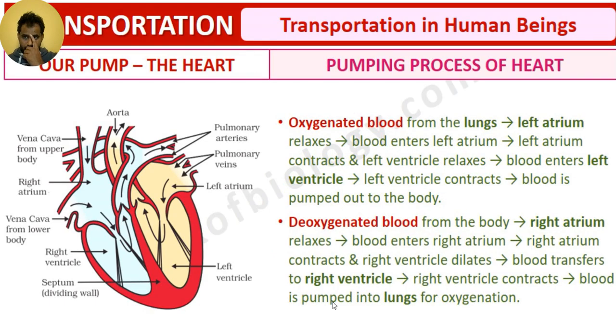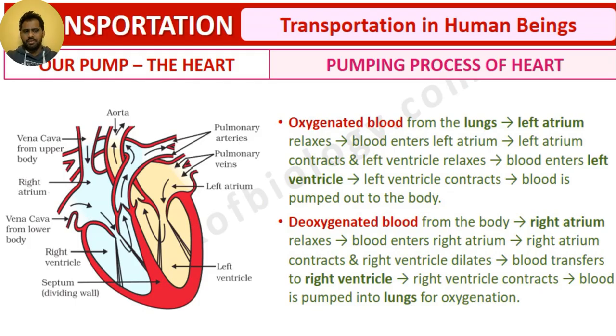Let's move ahead. Oxygenated blood from the lungs. Left atrium. This is the flow. Left atrium relaxes. Oxygenated blood comes from the lungs. So the left atrium relaxes, blood enters the left atrium. Left atrium contracts and left ventricle relaxes. Blood enters the left ventricle. Left ventricle contracts, blood is pumped out to the body.